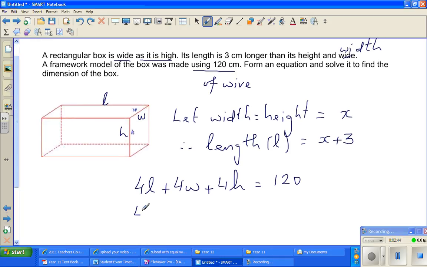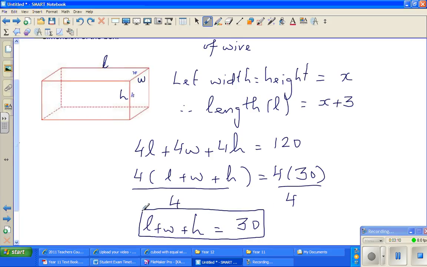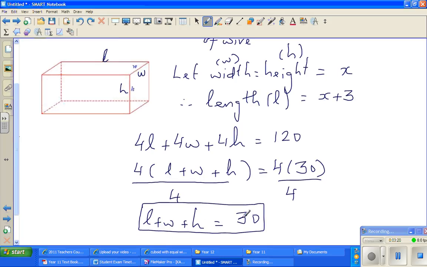So I can factor out the 4. You get 4 times L plus W plus H is equal to 120. If you divide both sides by 4, I can get L plus W plus H is equal to 30. So this is a very important equation. Now what do we know? We have written L, this is your W, this is your height. So we know L plus W plus H is equal to 30.